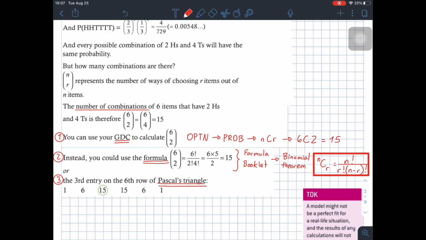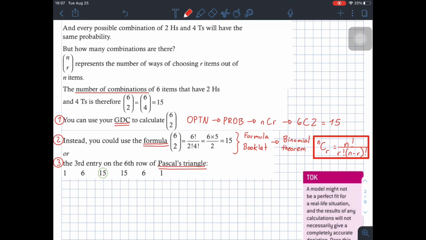Okay, so how do we calculate this number? Because we just saw this symbol, but we don't know how to calculate this. Okay, here are 3 ways in which you can calculate this. One way is to use your graphic display calculator, where you're going to put this in your calculator and you're going to click on execute, and you should get the result.